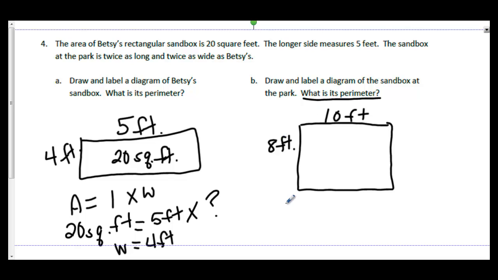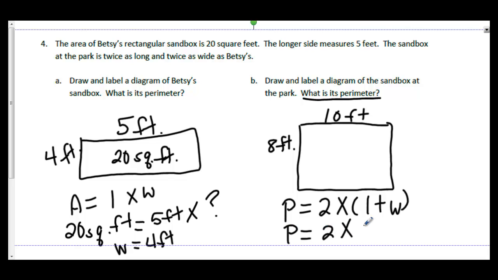And it says what's the perimeter. So the perimeter is 2 times length plus width. So the perimeter is 2 times 18. I just went ahead and skipped, 8 plus 10 is 18. So the perimeter equals 36 feet.